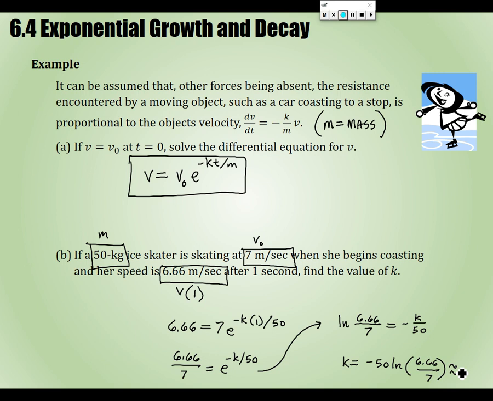Does someone have an approximate value for it too? I don't know. 2.490. Someone confirm? Yes, 2.490. Bonus points if you can give me the units.